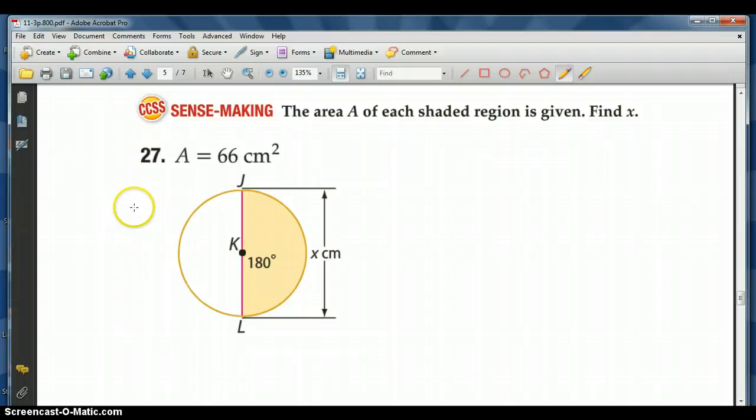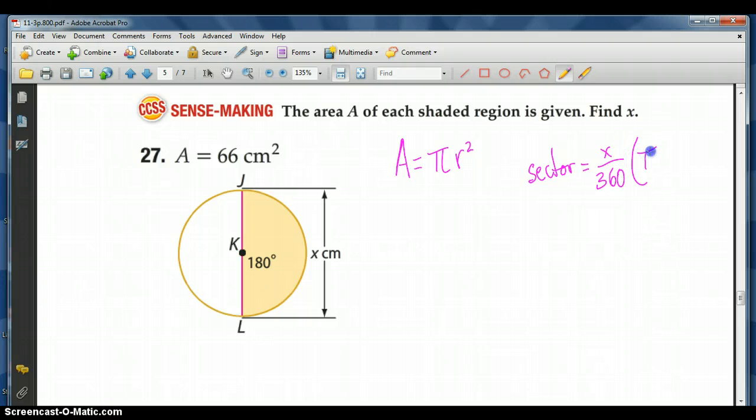Alright, the area of each shaded region is given. Find x. So the area is 66 square centimeters. Area is equal to pi times radius squared, and the area of the sector is equal to angle over 360 times pi r squared. So our angle is 180.